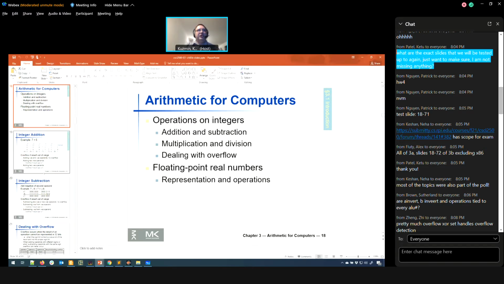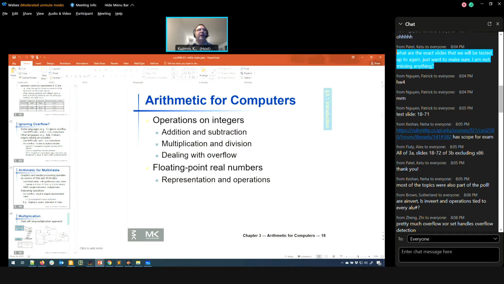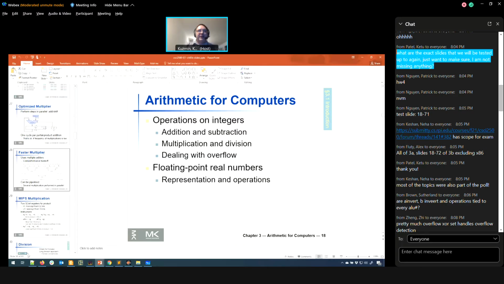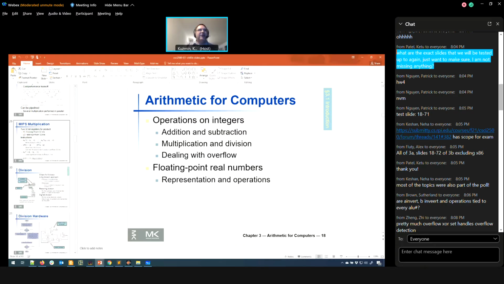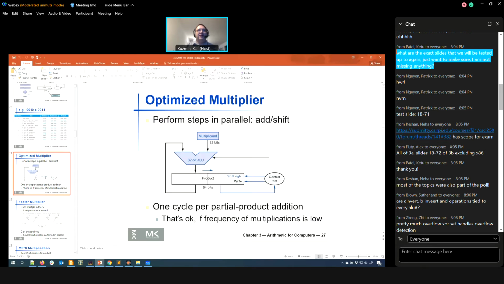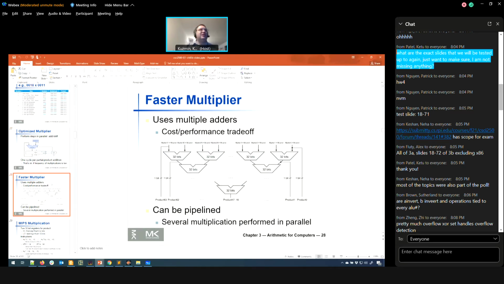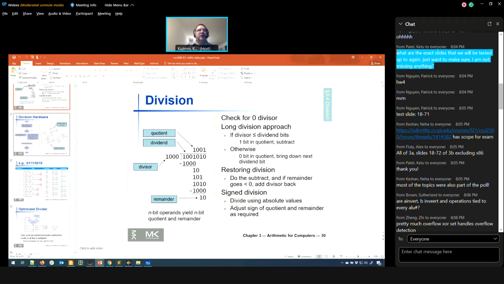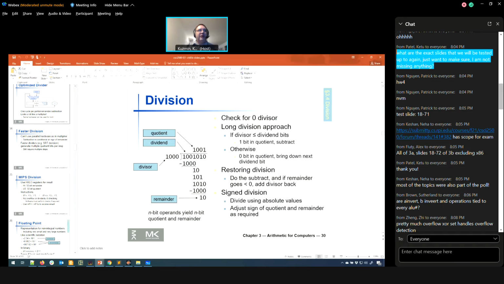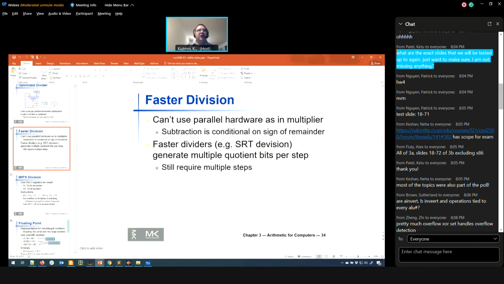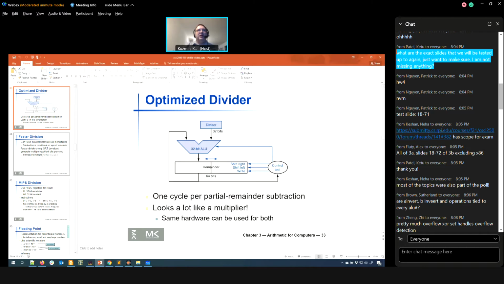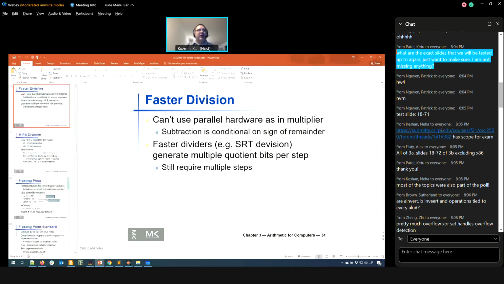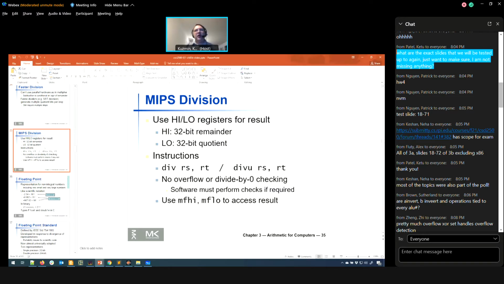So arithmetic for computers: integer addition, subtraction, overflow, and then multiplication, and faster multiplication, and even faster multiplication. Optimized is faster, and this one is even faster than optimized. And then division, the algorithm for division, the hardware for division, and faster division, which is this. We don't have an easy way to do an even faster division, unlike multiplication. And then MIPS instructions to do division.